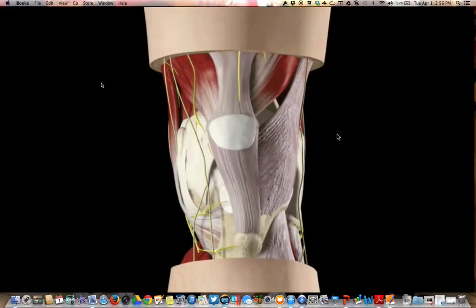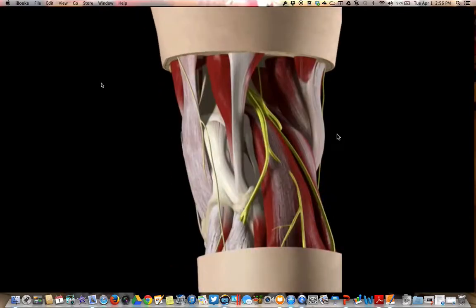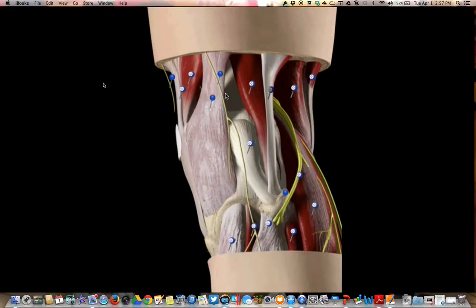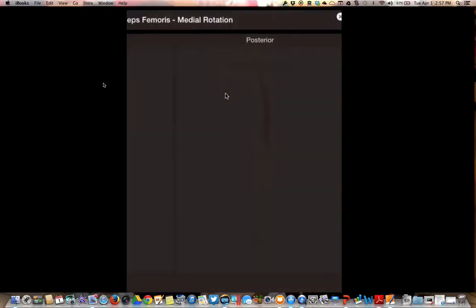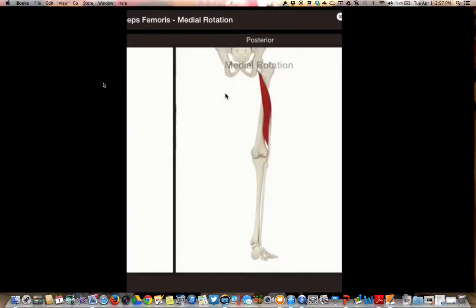Let's look at the anatomy of the biceps tendon and muscle in slightly greater detail. We'll rotate our model and look at the biceps, which is situated here with its long head with its tendon, and its short head, which is primarily muscular. Let's look at those in slightly greater detail. Here we see how the biceps moves and its origin and insertion fairly well.